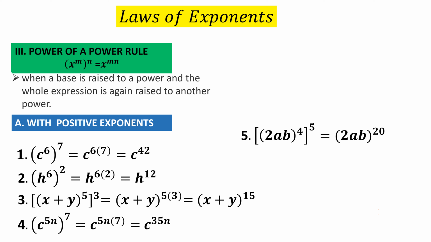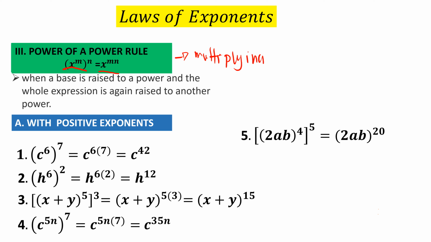Our video for today is all about the third law of exponents, which is the power of a power rule. It says that when a base is raised to a power and the whole expression is again raised to another power, it is expressed in this notation: (x^m)^n. The simplified form is simply, we just copy the base, which is x to the power of m times n. Meaning, in this law, we need to multiply the exponents.